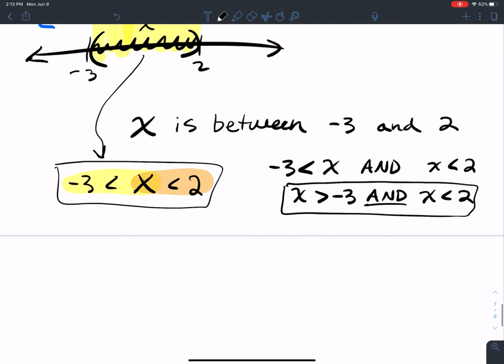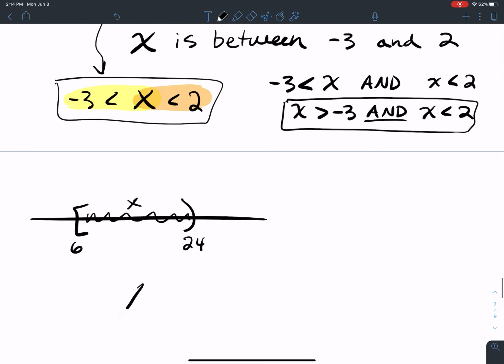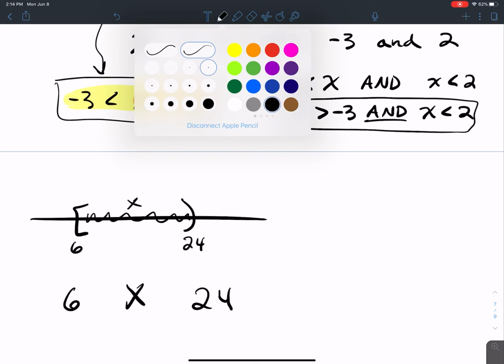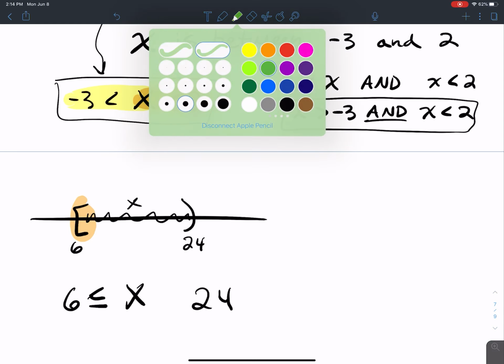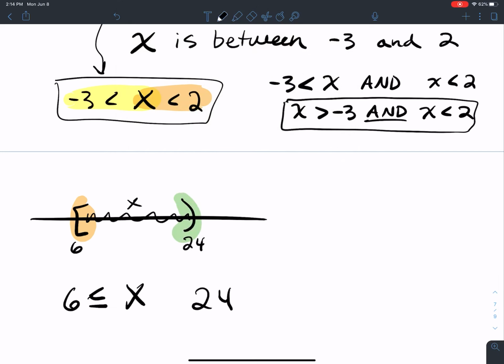Let's try another graph. So go from 6 to 24. And it's all the X in between. So that tells me that X is between 6 and 24. Since there's a bracket here, I'm going to use the bar underneath. So X is greater than or equal to 6. But then over here, I've got the parentheses, so X is less than 24, okay?